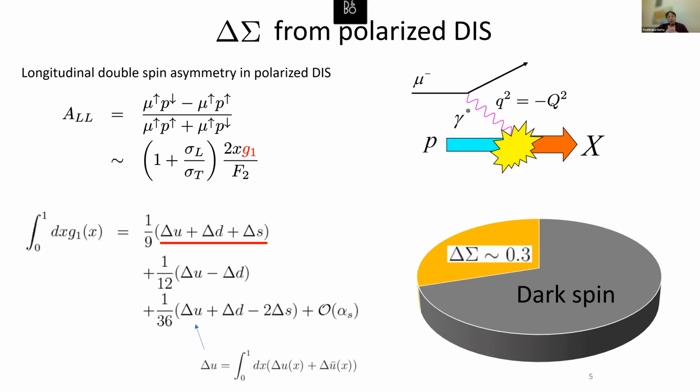So you can measure this g1 as a function of Q² and x Bjorken. And then you can experimentally determine g1 as a function of x, and then you integrate this g1 over x from 0 to 1. And then after some flavor decomposition, you can extract this delta sigma. And in this way, we know that the value of delta sigma is roughly about 0.3, which means that the quark helicity accounts for 30% of the proton spin. And the remaining 70% has long been a mystery. This is what people call the dark spin.